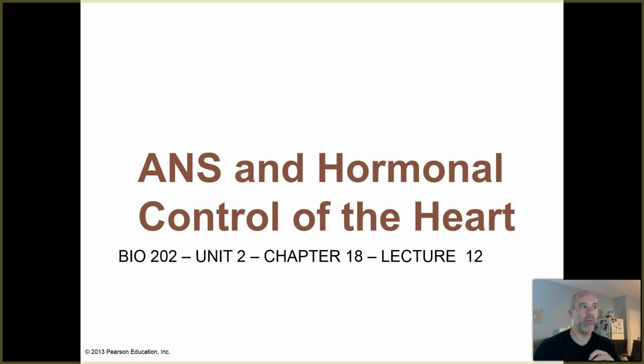All right, lecture number 12. Cardiac output is affected by those three things, and we're going to see how the ANS, your autonomic nervous system, the involuntary branch of your nervous system, and hormones actually control this cardiac output. They influence those things that we've been talking about. So that'll be the topic for lecture number 12.